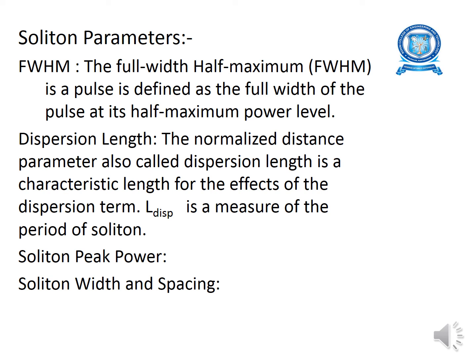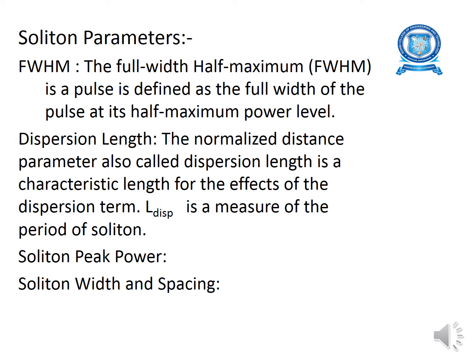Next we are going to see the soliton peak power, simply referred to as P peak. The parameter P peak is the soliton peak power, which is given by A effective divided by 2 pi n square into lambda divided by L dispersion, where A effective is the effective area of the fiber core and n2 is the nonlinearity intensity dependent refractive index coefficient.